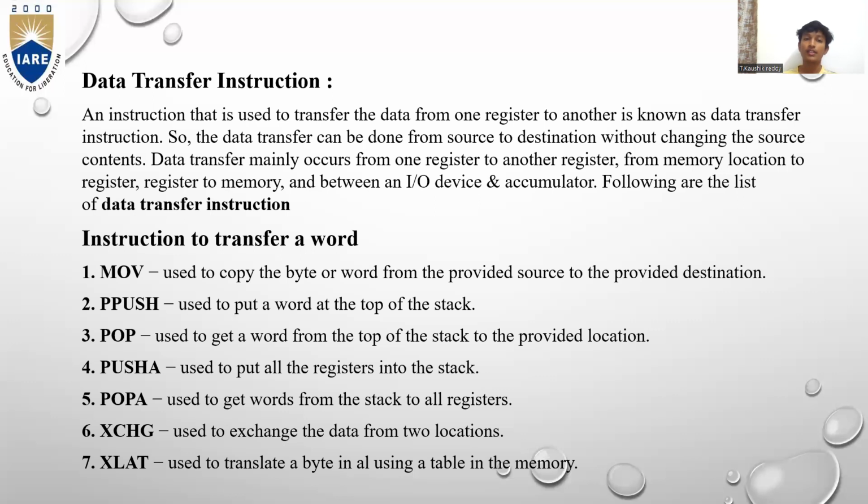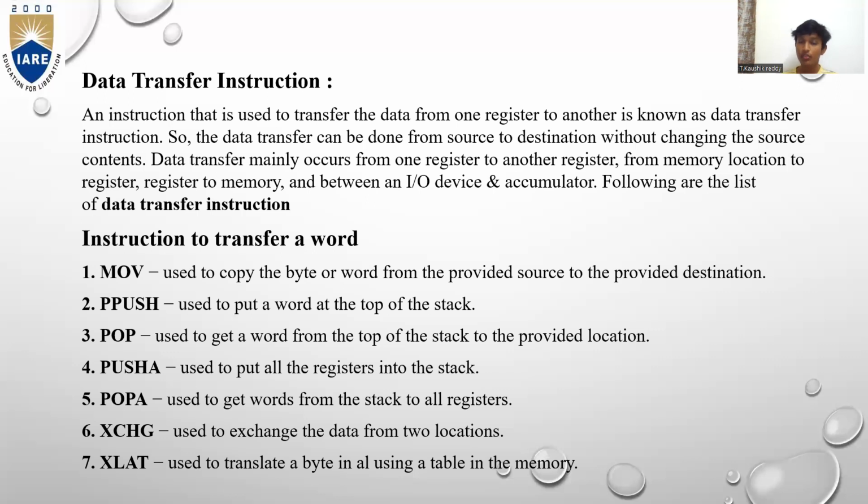So, data transfer instruction. An instruction that is used to transfer data from one register to another is known as a data transfer instruction. The data can be transferred from source to destination without changing the source contents. Data transfer mainly occurs from one register to another register, from memory location to another memory location, from register to memory, and between input/output device and accumulator.